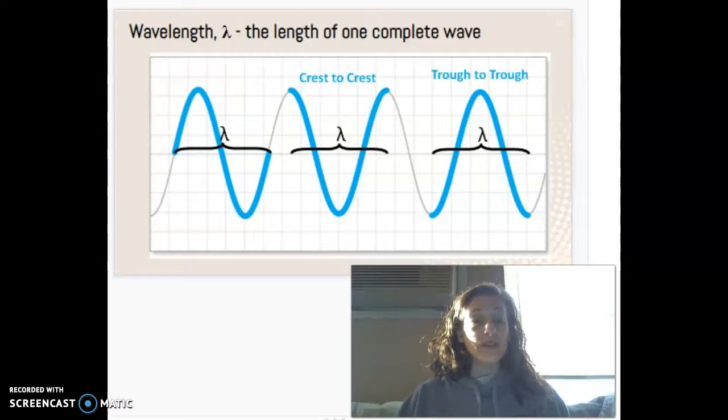Our other measurement is wavelength, represented by the Greek letter lambda. And it is the length of one complete wave. Notice it's the horizontal distance, right? So we measure one complete wave, but horizontally. The easiest way to measure it is to look at crest to crest or trough to trough, but it's really the distance between any two repeating points on the wave.